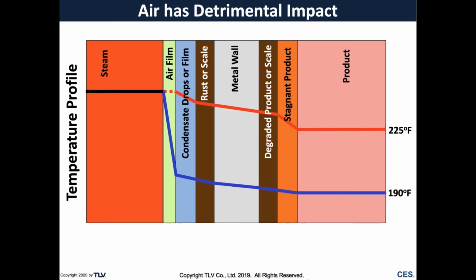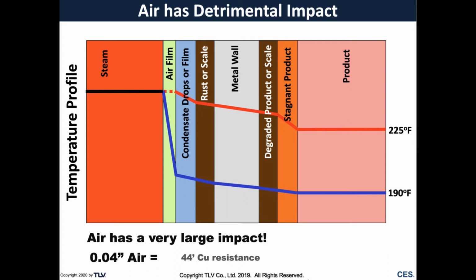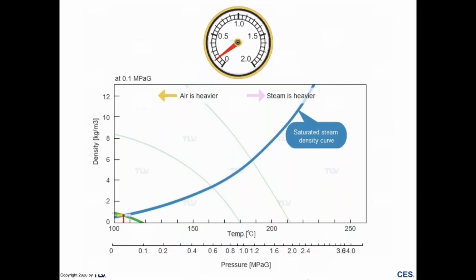So I'm showing a homogeneous air film here. More realistically, the air film will probably be heterogeneous, mixed with the steam. But just to give you an idea of what type of an impact air can have, just 4/100ths of an inch of air film has the same resistance as 44 feet of copper. Just take a look at the difference in resistance or conductivity, and you'll see what I mean. The simple solution is vent air.